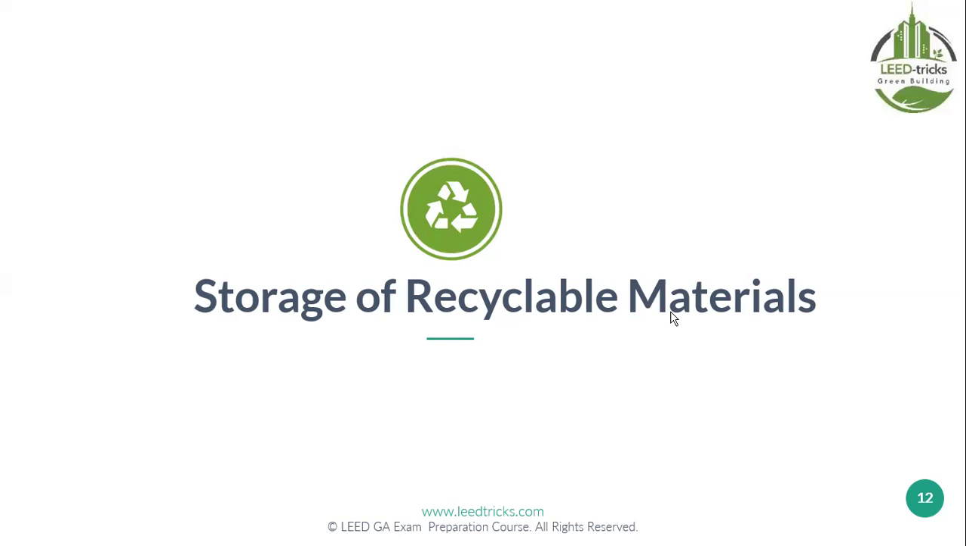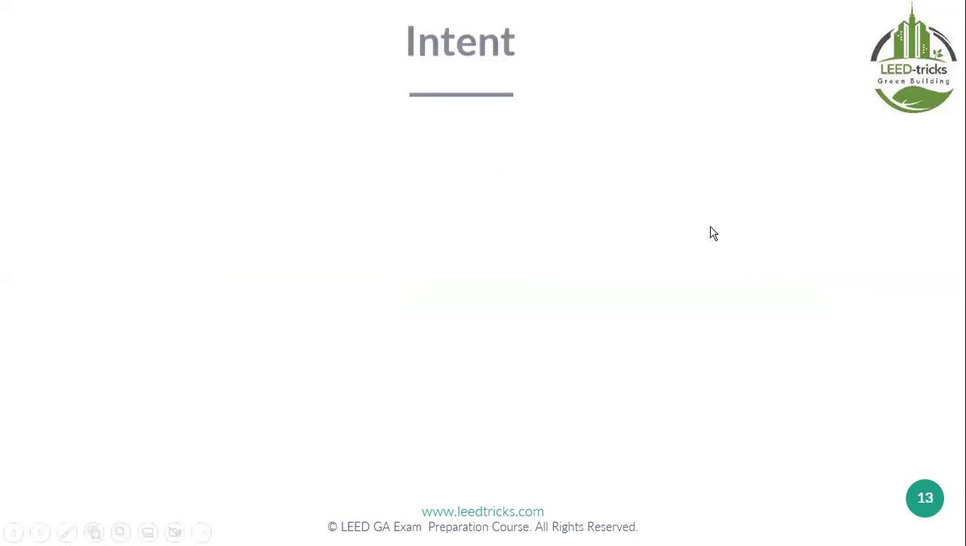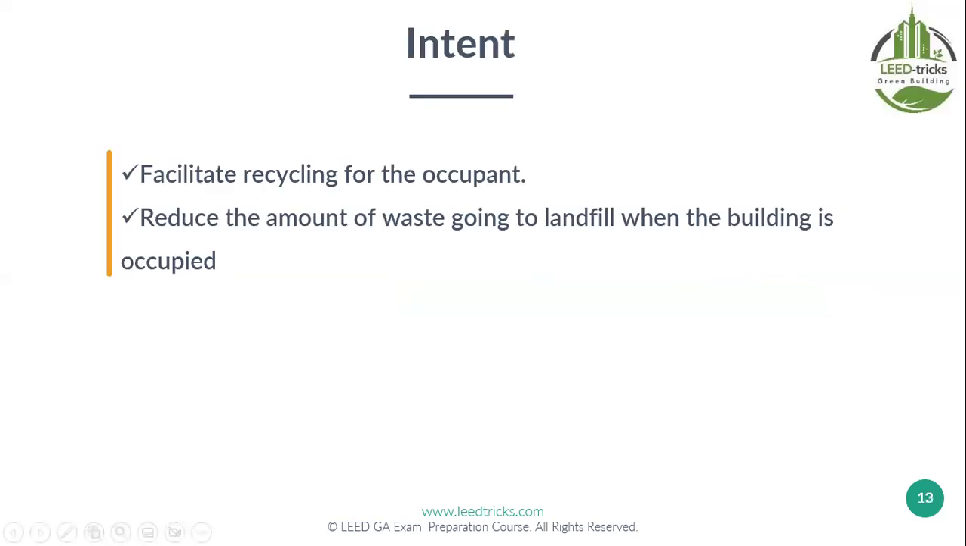So the first prerequisite and credit is storage of recyclable materials. We are in the Material and Resources chapter, which is about materials and waste. The intent or requirement here is to facilitate recycling.